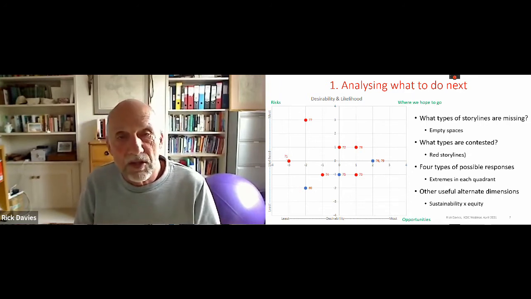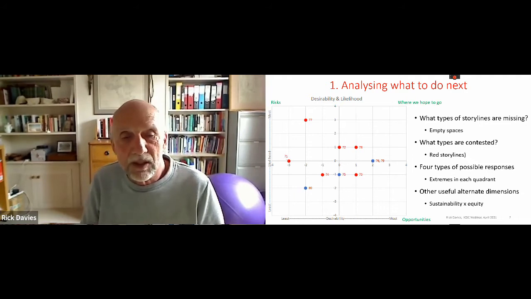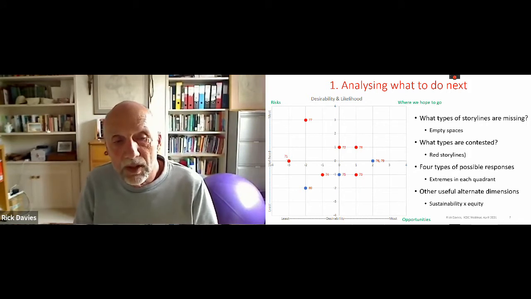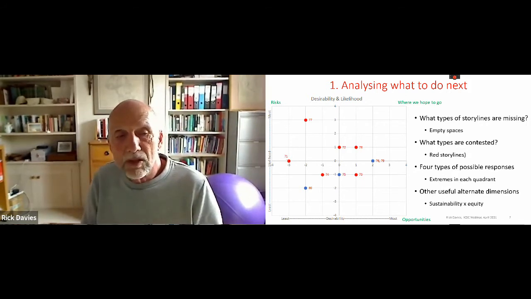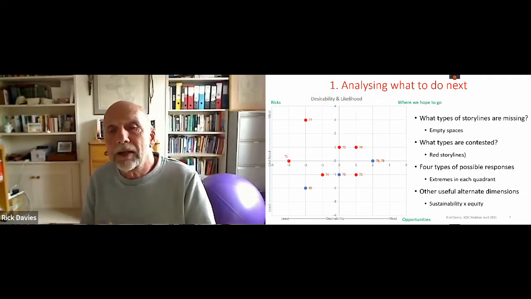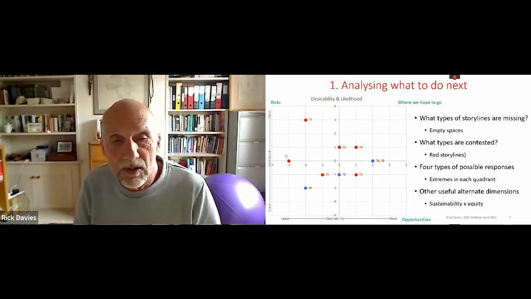And I suppose climate change is one in that category on a mega scale. Then on the other side, if we look down the bottom right-hand corner, we've got things which are most desirable but less likely. And these are the storylines where we might be asking, what can we do to enable those things to happen? How can we take those opportunities if they do actually eventuate?